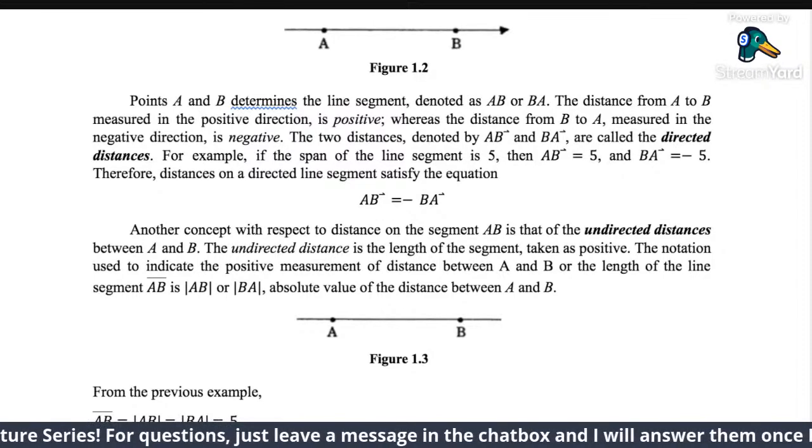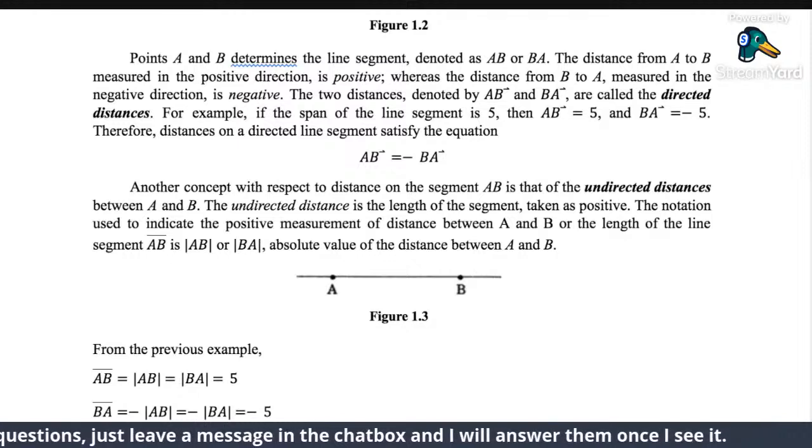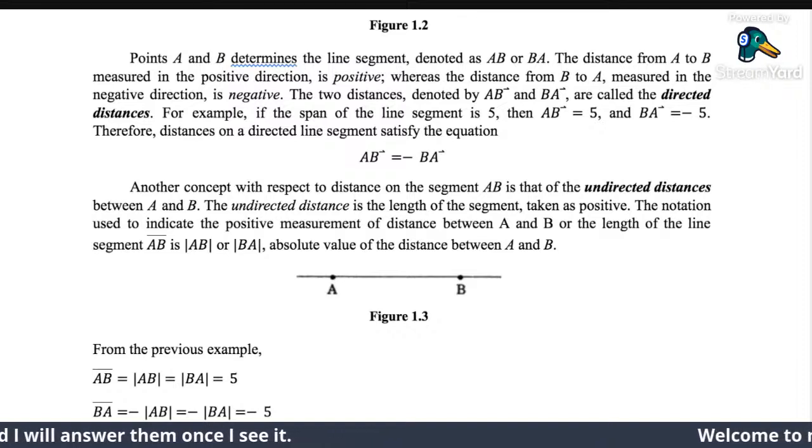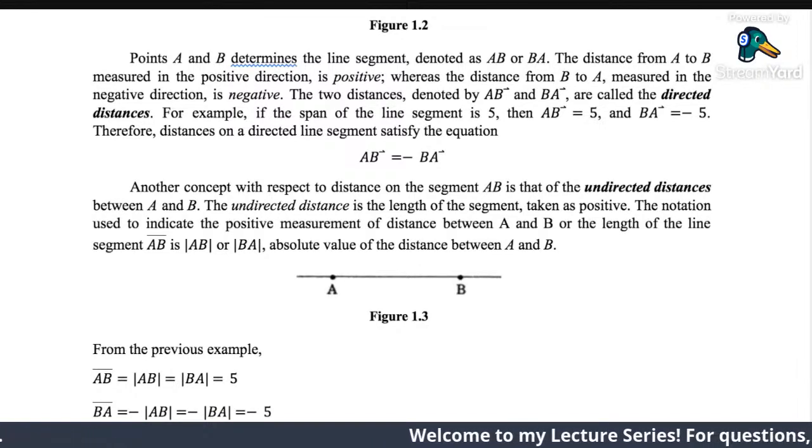Another concept with respect to distance on the segment AB is that of the undirected distance between A and B. Earlier, we discussed directed distance. This time we have undirected distance.